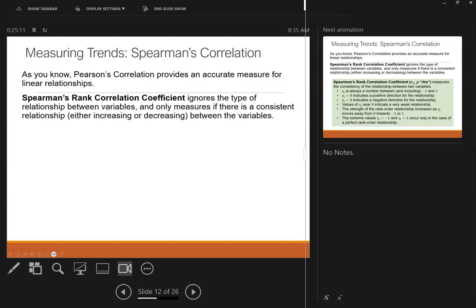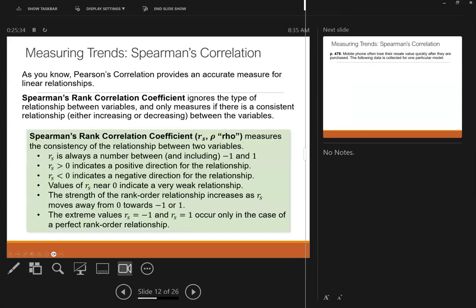So this statistic would ignore form, right? The Pearson product moment correlation coefficient is very form dependent, right? The shape of your curve matters a lot there. Here, the shape does not matter. The symbol we use to describe the Spearman's rank correlation coefficient is R sub s, or sometimes you use the Greek letter rho. I think I use R sub s almost always.